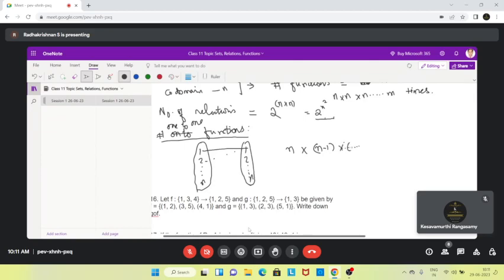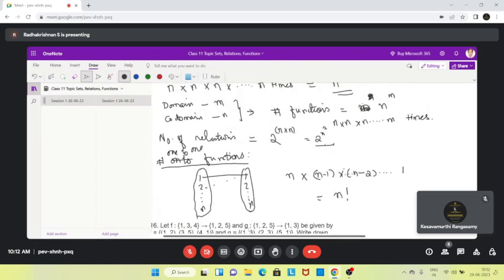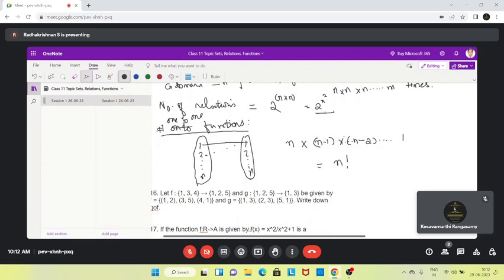Then similarly, for the next element, suppose two elements are mapped, the third cannot be mapped to those two, only to the remaining. So and so on. So what is this? 1 into 2 into 3 up to n, we call it n factorial. Okay. So this is the total number of one to one functions. So please remember this. This is the simple case where here also there are n elements and here also there are n elements. Suppose it is different, then also we can see.